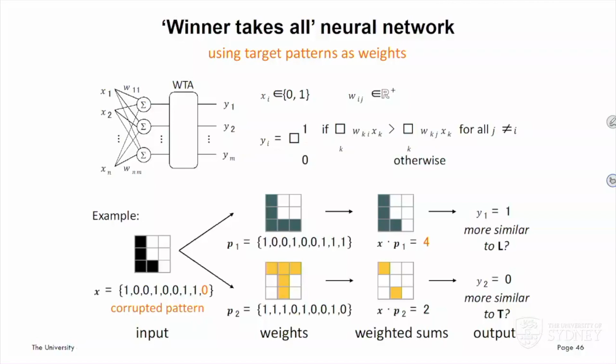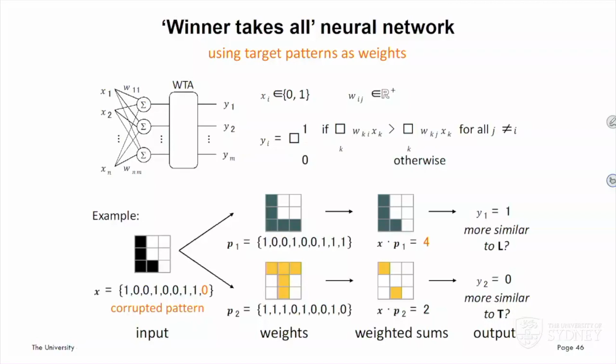So this is my input letter here. And I want to know, is this more like an L or more like a T? So I have my weights here. These are my weight functions, and they say, well, this is what the canonical L looks like. And this is what the canonical T looks like.